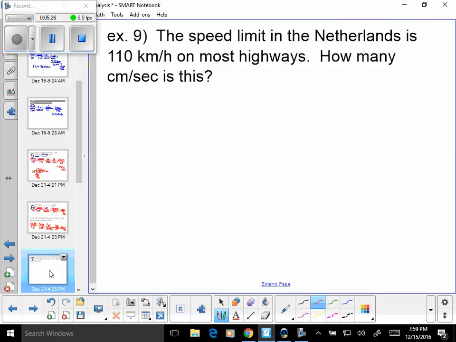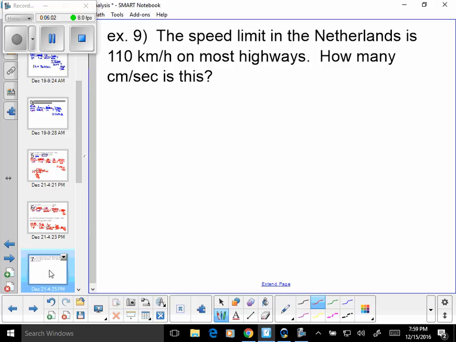Let's try number 7. This is actually true, and this one's from the metric, so you're going to have to work on that metric table. The speed limit in the Netherlands, at least on most of the highways, is 110 kilometers per hour. Now, a kilometer is a little less than 3/4 of a mile, so you're roughly traveling about 75 to 80 miles per hour if you're converting that. Now, we want to know how many centimeters per second that is. So here's where we have to figure out whether or not we truly know our metric system.